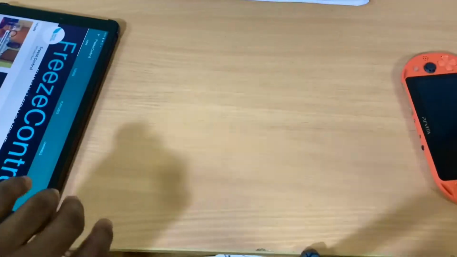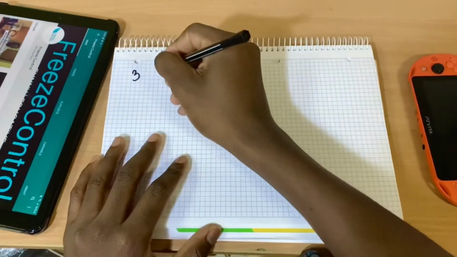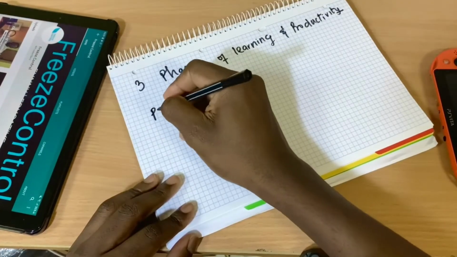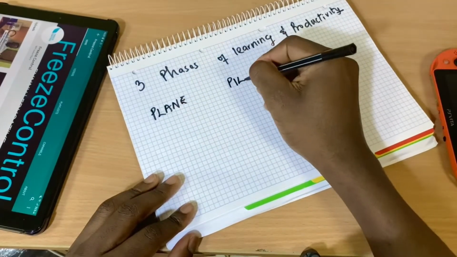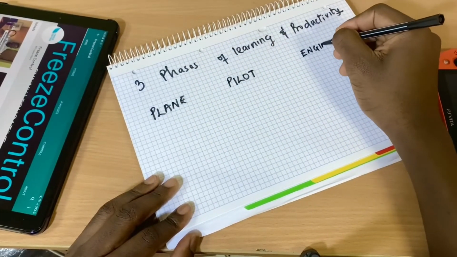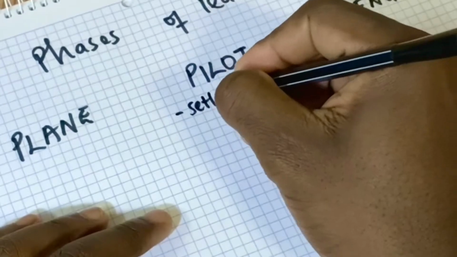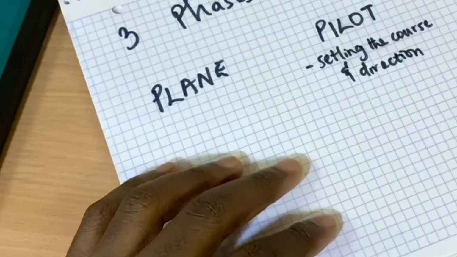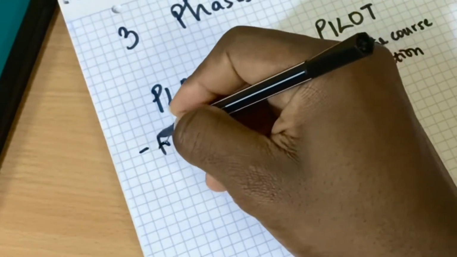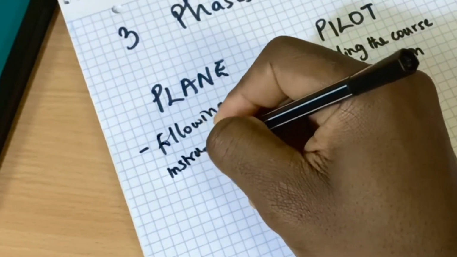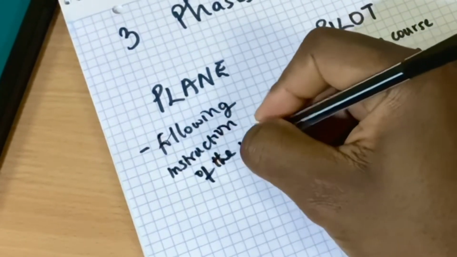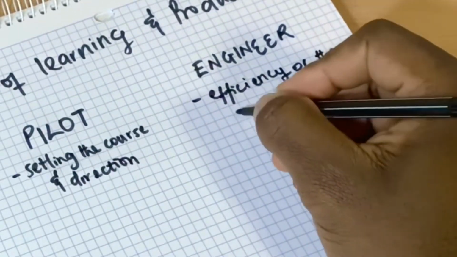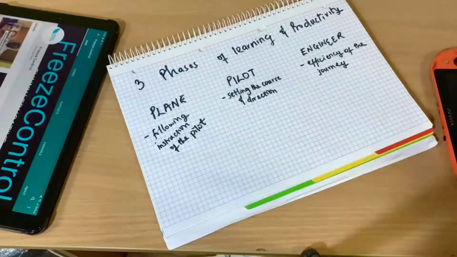He said that to be productive, or to be a learner, like I said, there are 3 phases of our lives. There's the pilot, there's the plane, and there's the engineer. The pilot is concerned with setting the course of the plane, or the direction the plane is meant to follow. The plane is concerned with just following the instructions and direction set by the pilot. And finally, the engineer is concerned about the efficiency of the whole traveling process.